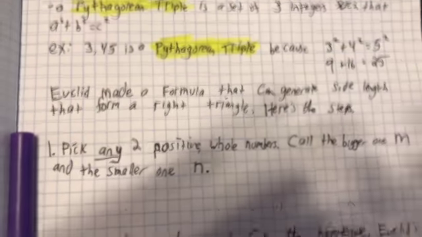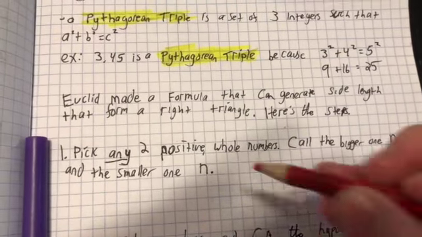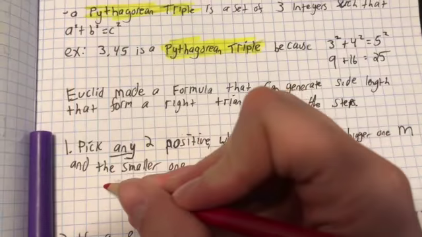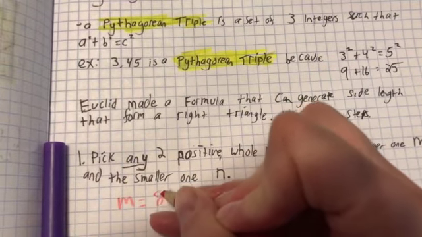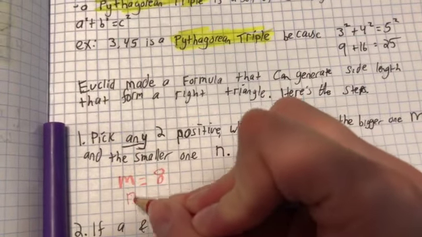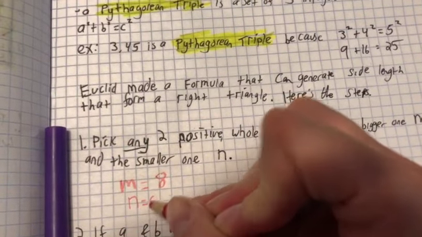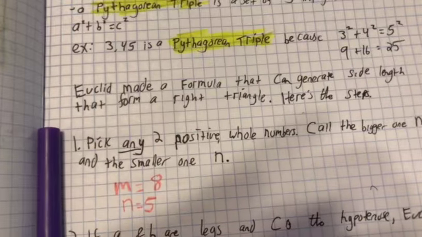So I'm going to go ahead and just pick a couple of random numbers. I'm going to let m be like 8. And I'm going to let n be 5. So 8 and 5, those are pretty reasonable.